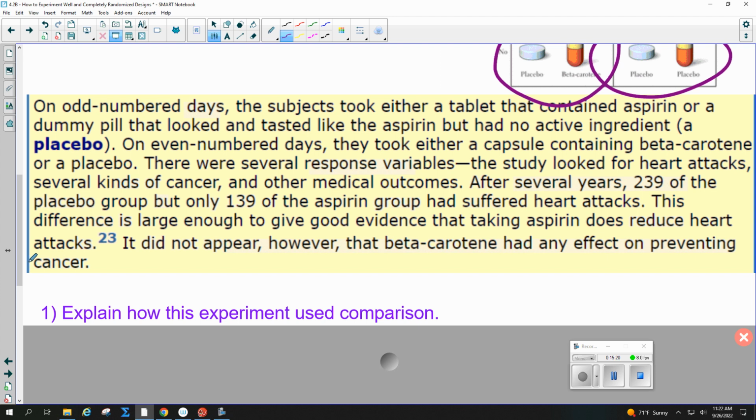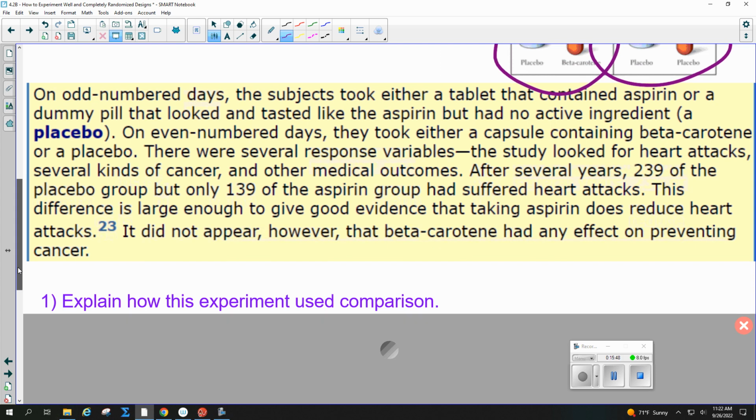And at the end of it, after several years, 239 of the placebo group, but only 139 of the aspirin group suffered heart attacks. Okay, so there was definitely a decrease in heart attacks due to the aspirin. Okay, it had a pretty significant difference. This difference is large enough to give good convincing evidence that taking aspirin actually reduces heart attacks. But the beta carotene did not have any effect on preventing cancer.